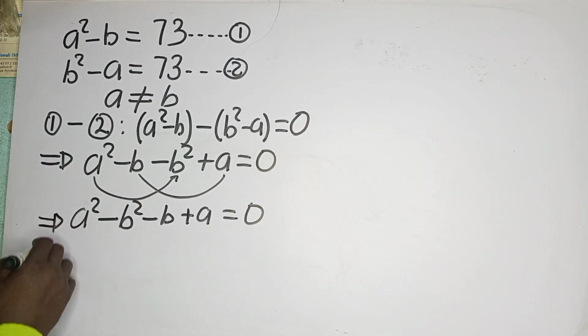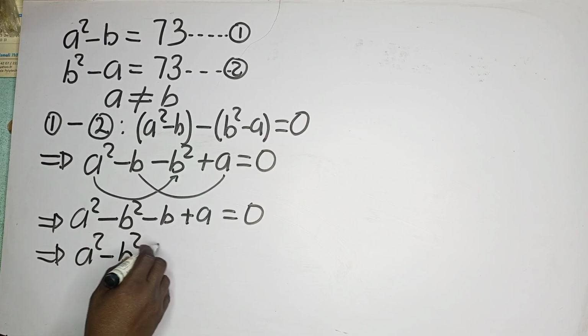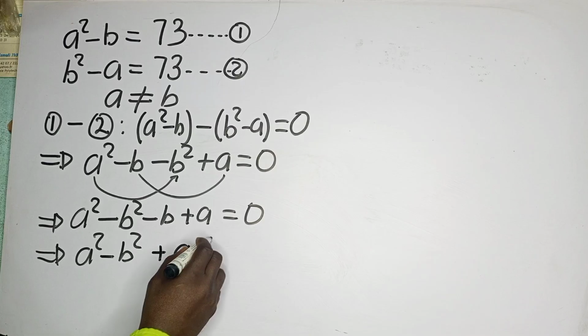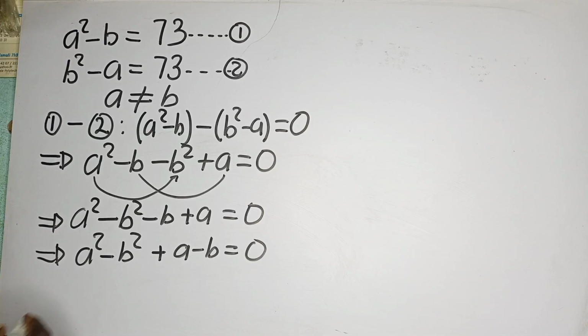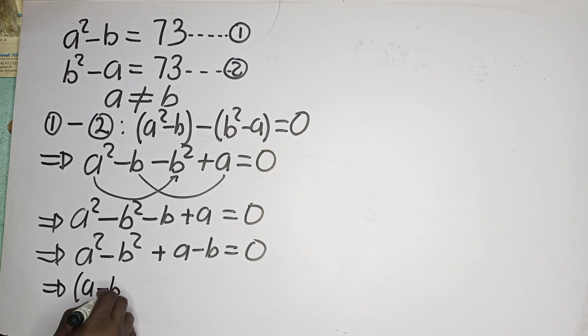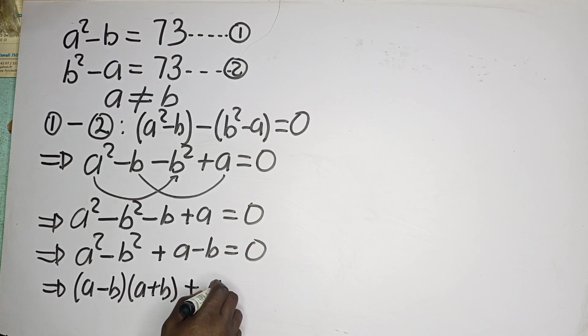So we got a squared minus b squared. If we rearrange this, we're going to have plus a minus b is equal to 0. We just took this one that way and took a this way. Now, this is a difference of two squares. If we apply the difference of squares identity here, we're going to have a minus b, a plus b, plus a minus b is equal to 0.